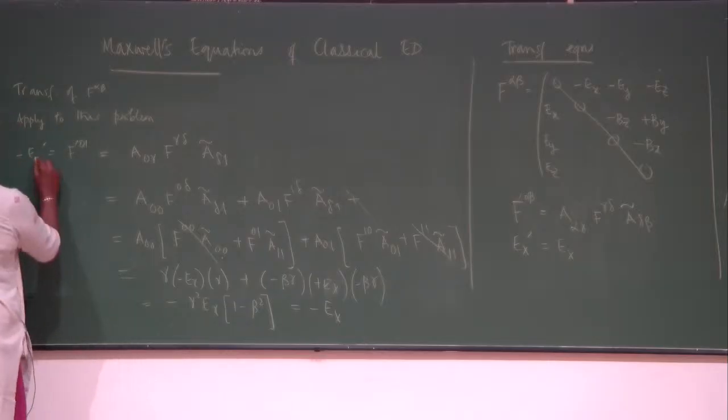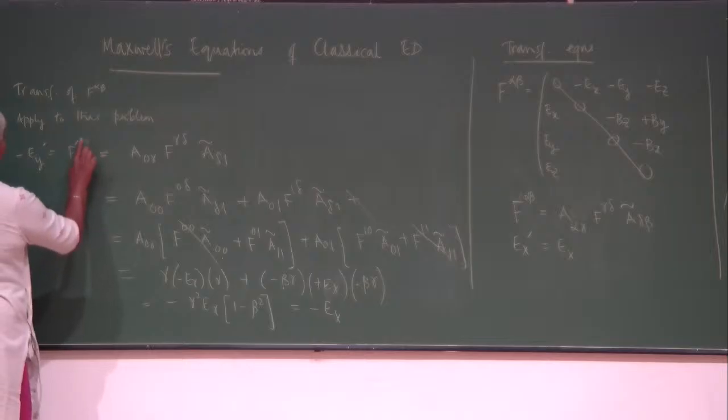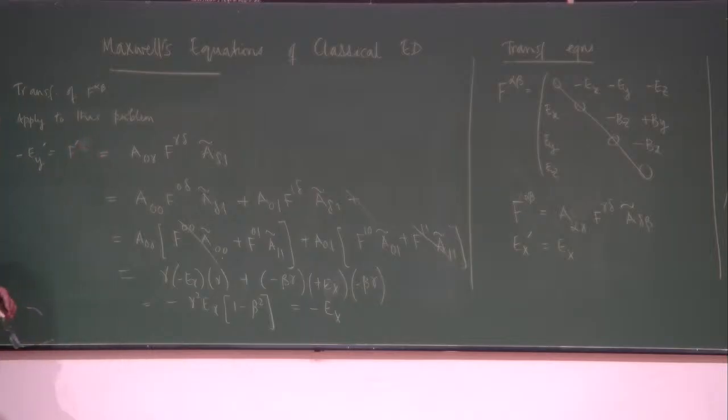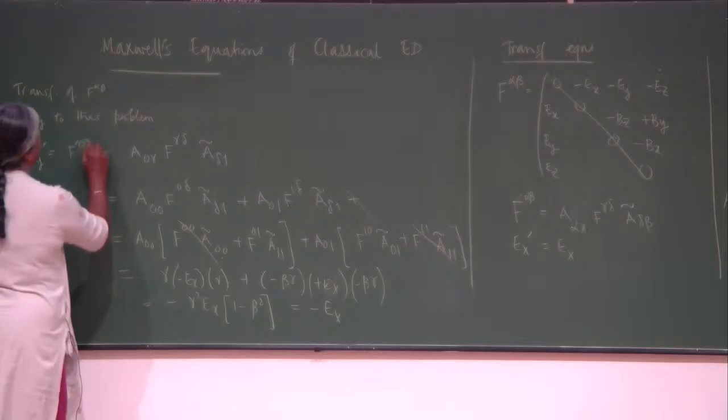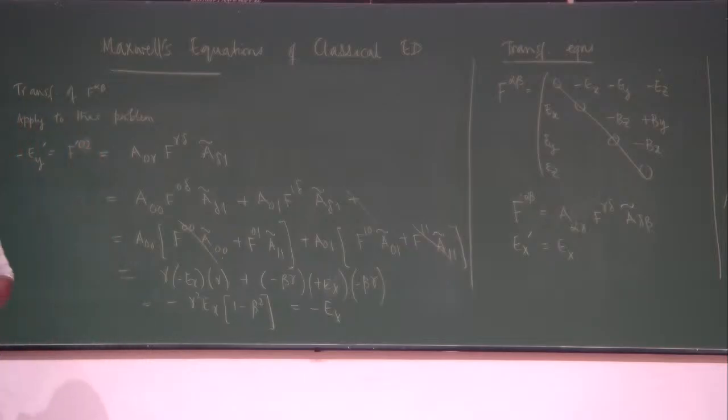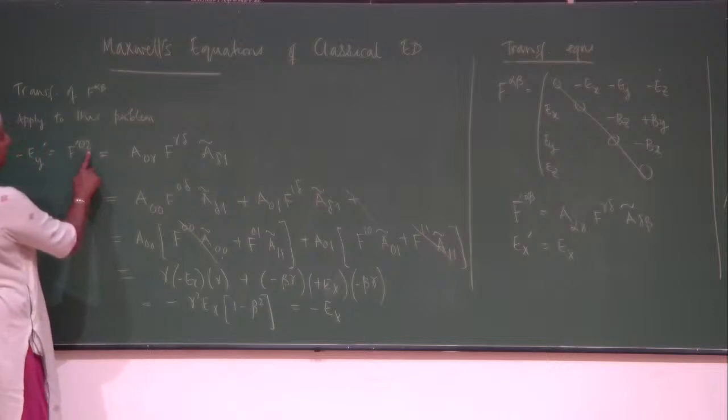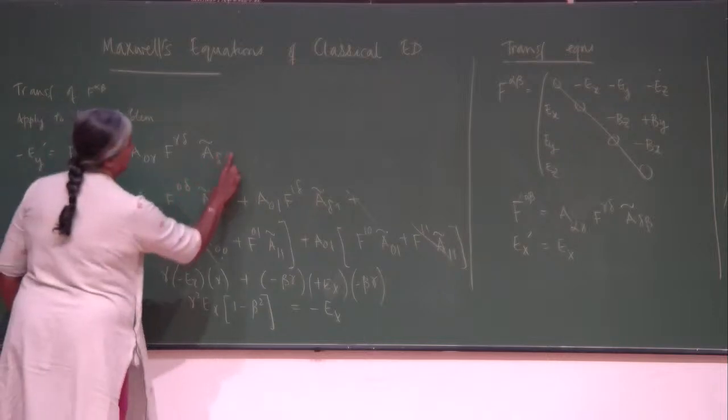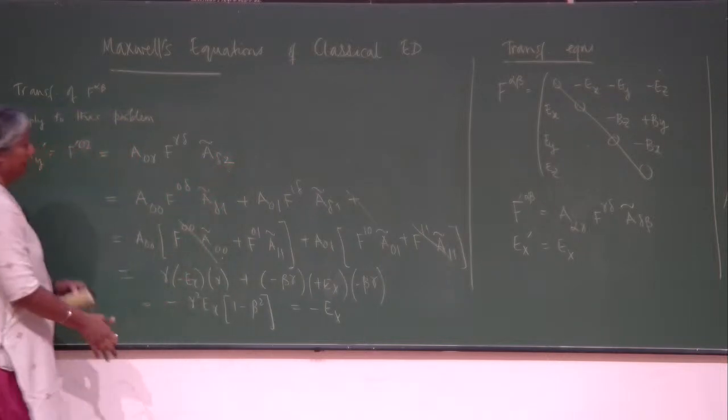So what is minus Ey prime in terms of f prime? What is Ey prime? F02, right? F01, F02 and F03 are the electric fields, right? So what will you get here? Only thing that will change is beta, right? So you will get delta 2 over there.